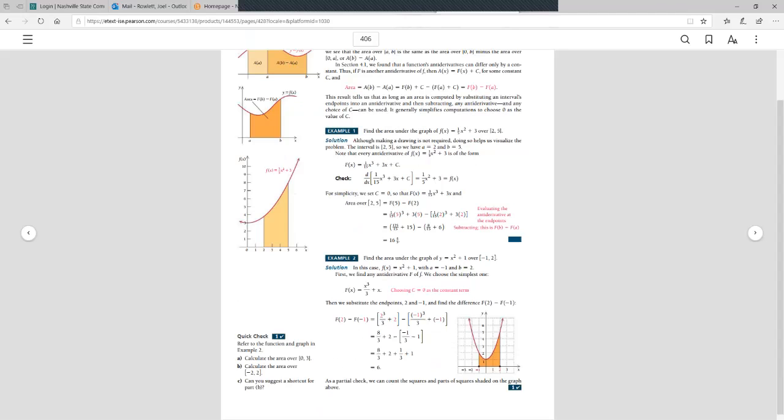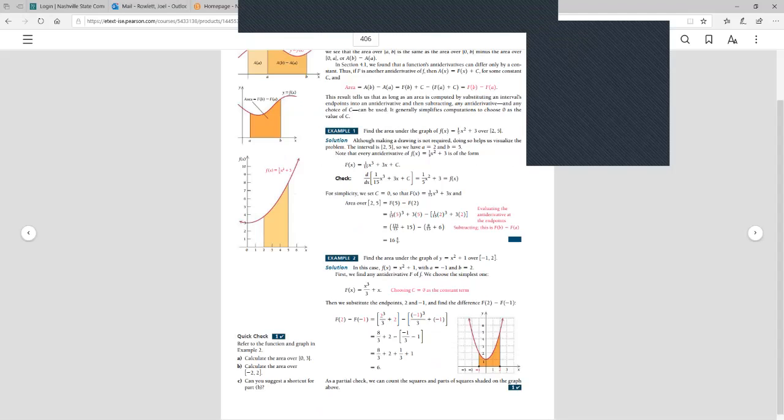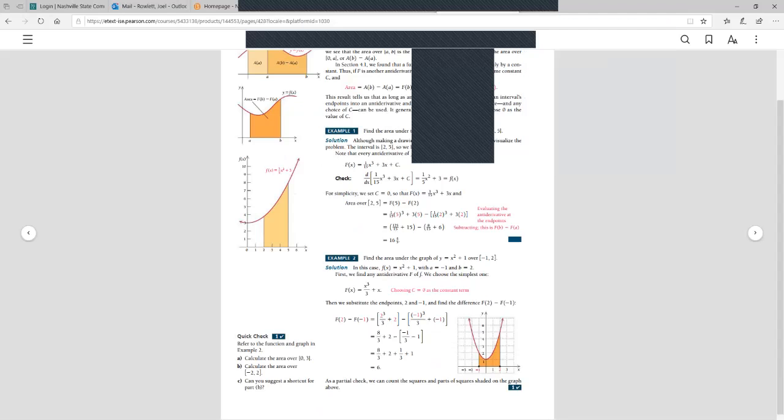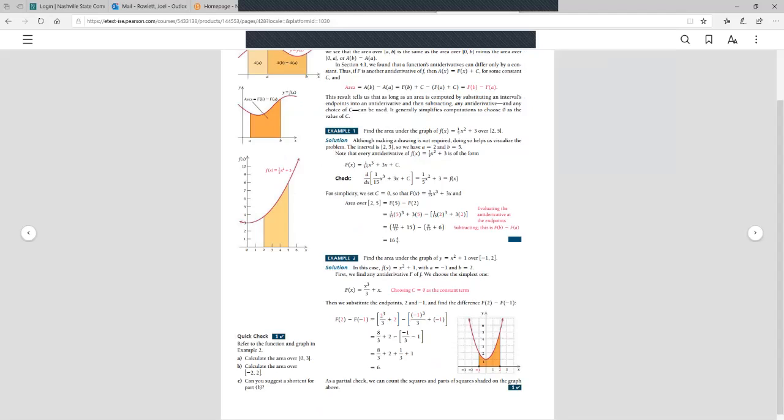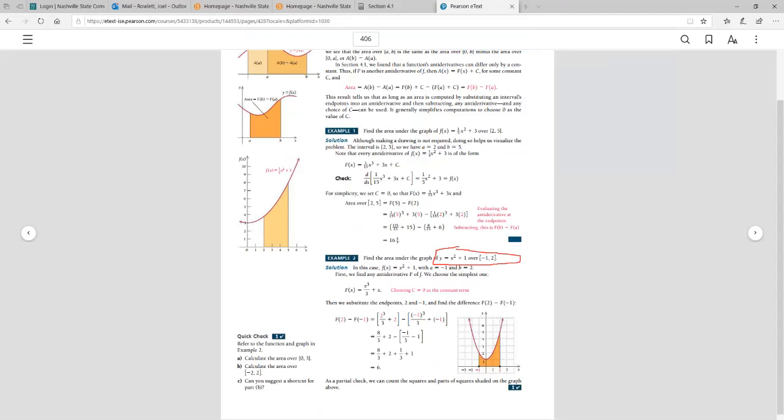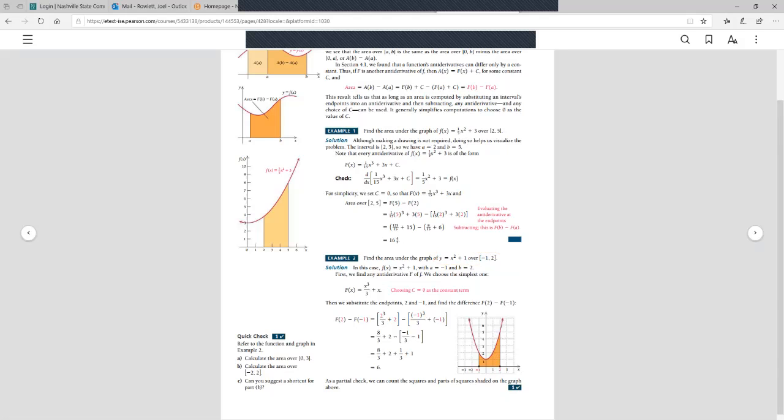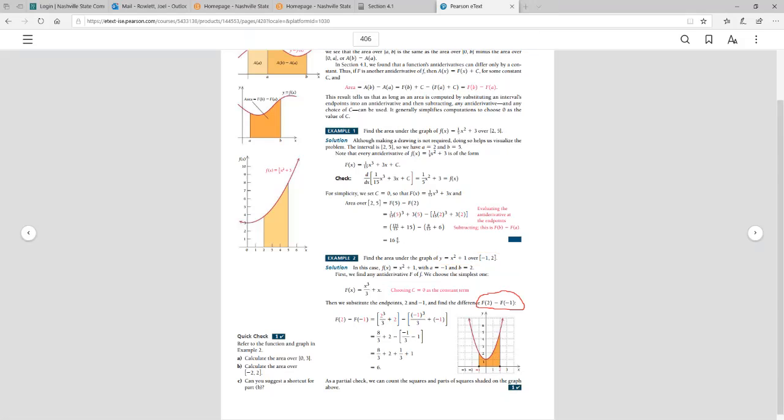So let's look and see what they did in example 2. The same thing, right? This time we have y is equal to x squared plus 1, and we're going from x is -1 to +2. And they just want to know what is the area of this orange region here that's below the curve but yet above the x-axis. All you have to do is take the antiderivative and then subtract and plug in your bounds. In other words, you need to figure out capital F of 2 minus capital F of -1.